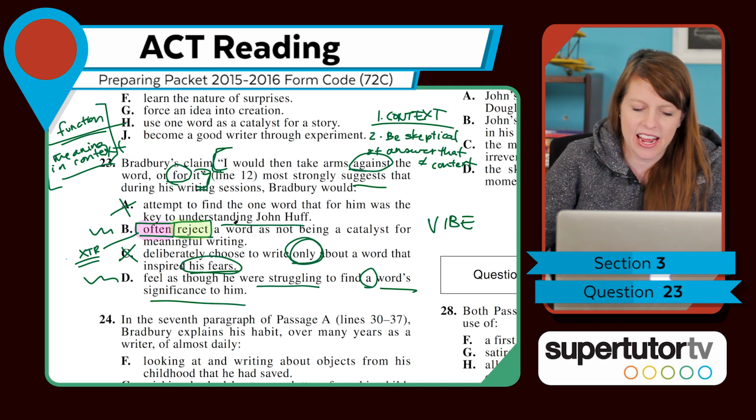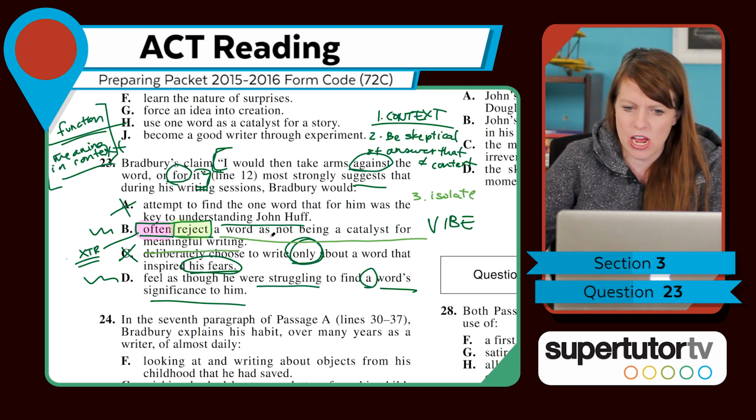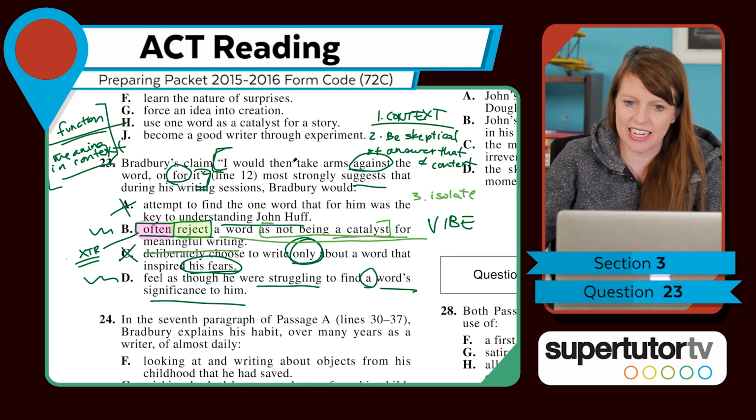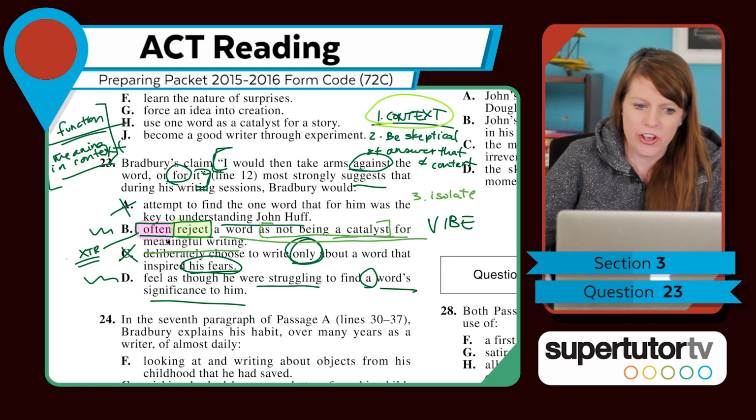Now let's isolate the second half of this. Another technique that I love to do is isolating my answers so that I can really get a grip on what they mean. A word is not being a catalyst for meaningful writing. Not being a catalyst. Isn't this whole paragraph about, what's the main idea of the whole paragraph? What's the context? Again, context is king. The context here is, wow, I stumbled across this great way to create meaningful writing. This is part of that process. So even if he rejects a word, rejecting that word is part of the catalyst for his meaningful writing. Do you get what I'm saying?